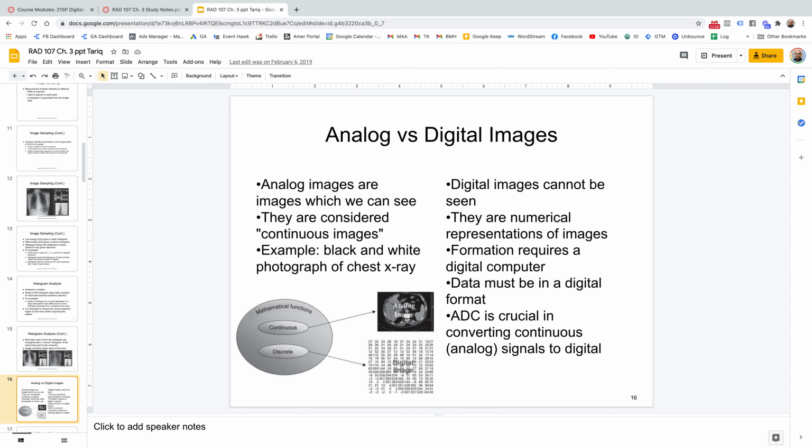All right, analog versus digital. We talked about this a little bit. Analog images are images that we can see. They're considered continuous images. An example of that is a black and white photograph of a chest x-ray. Digital images cannot be seen. They're numerical representations of the image. The formation requires a digital computer, and the data must be in digital format. So the ADC, or analog to digital converter, is crucial in converting continuous analog signals into digital.